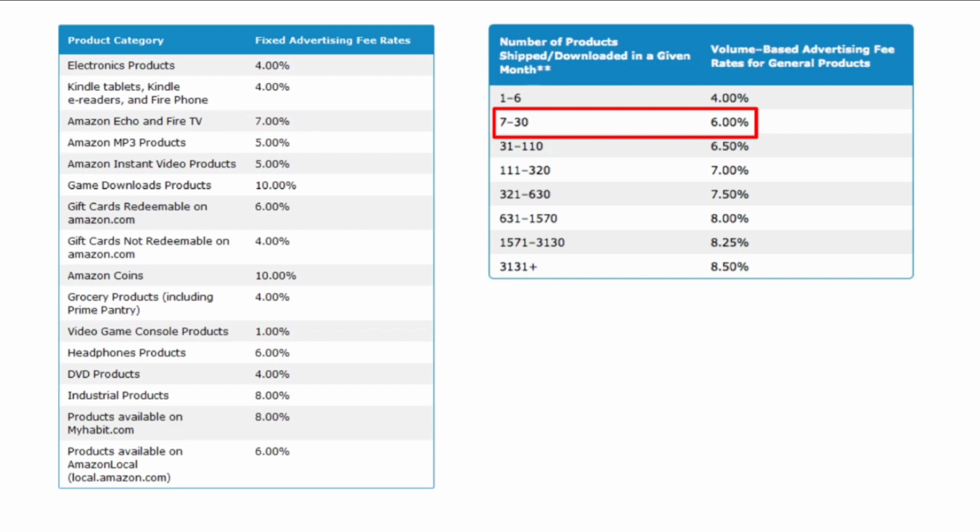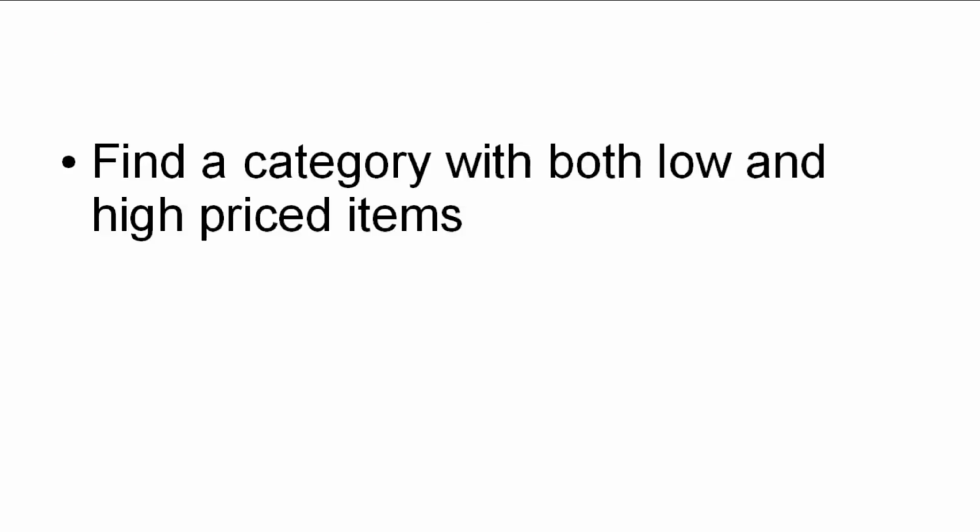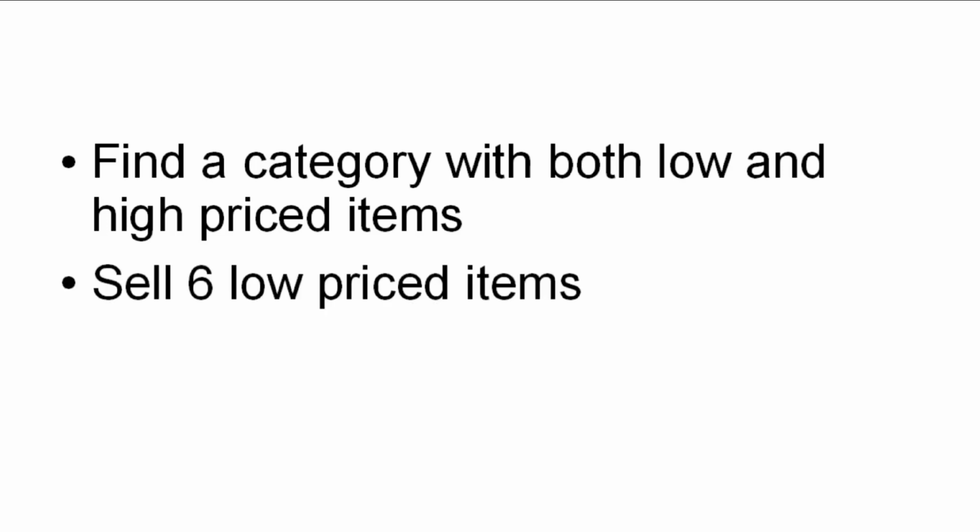And you'll notice that as the numbers go up the scale here, as you sell more items, you need to sell more and more for a smaller and smaller increase in the commission. So 7 is the magic number. So what you want to do is find a category with both low and high priced items. Then you want to sell 6 low priced items, because obviously lower priced items are going to be easier to sell than higher priced items.